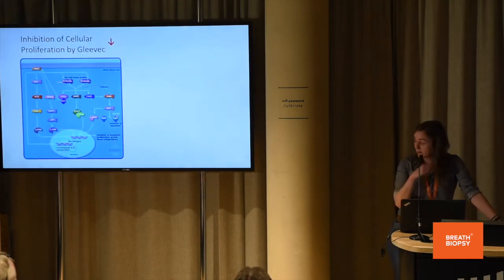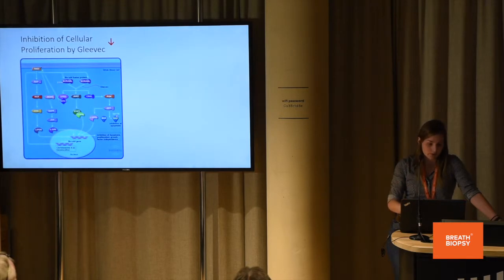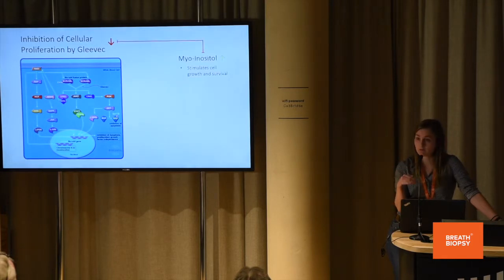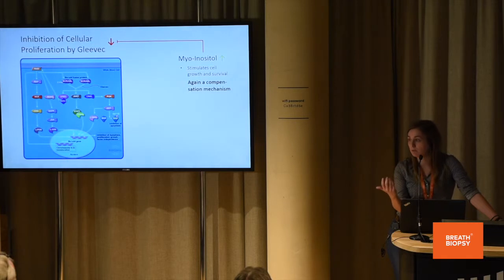We did the same for this pathway. So again, it's a Biocarda pathway, inhibition of cellular proliferation by Gleevec. This one goes down after benzoapyrene exposure and is negatively correlated with myo-inositol. Since it stimulates cell growth and survival, it's probably this compensation mechanism again.